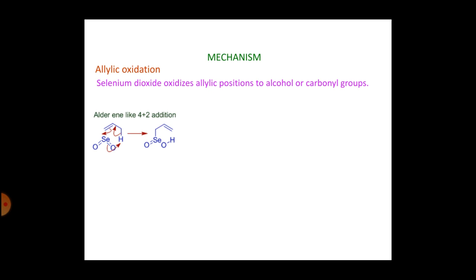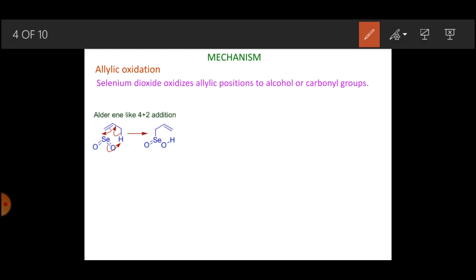It starts with 4 plus 2 cycloaddition of selenium dioxide. Please pay attention. It starts with 4 plus 2 cycloaddition of selenium dioxide to give an allylic selenic acid. So, allylic selenic acid, cycloaddition to selenium dioxide. And it is analogous to Diels-Alder reaction.